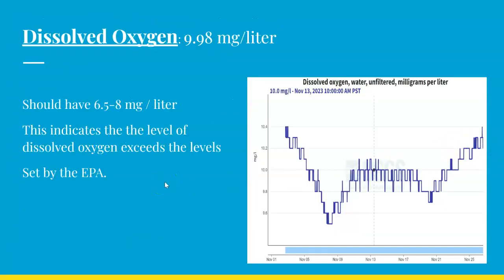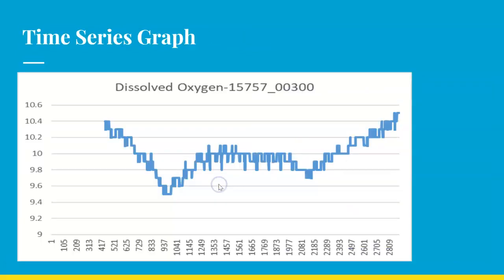So dissolved oxygen, the numbers that I got: the mean amount for the past 30 days of dissolved oxygen in this area of the Sacramento River was 9.98 milligrams per liter. And so that shows that this exceeds the level set by the EPA. This is the USGS's time graph, and this is mine. It's very similar, so it's very cool to see the similarity.